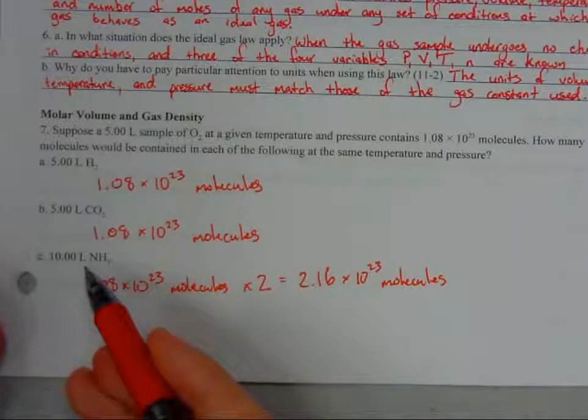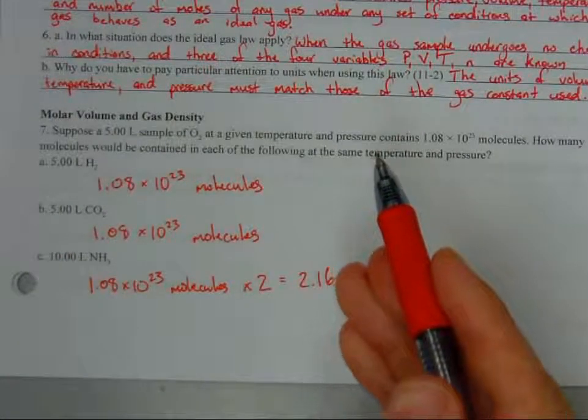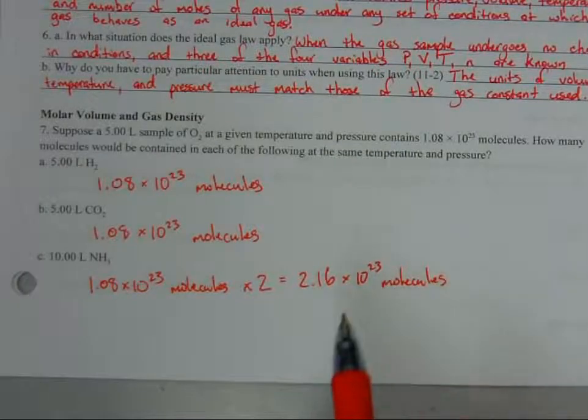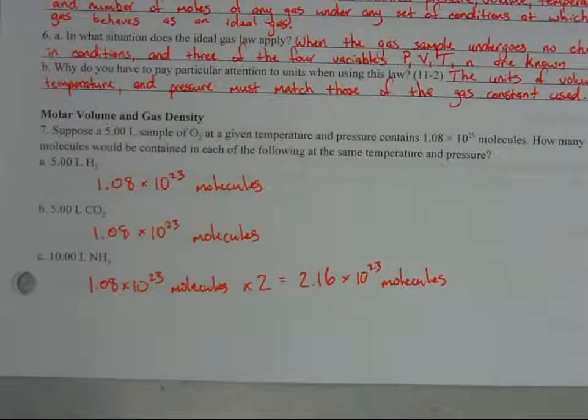If the volume is twice that of A and B, as long as we're still at the same temperature and pressure, then the number of molecules is simply twice the given number of molecules. And yes, it is that simple.